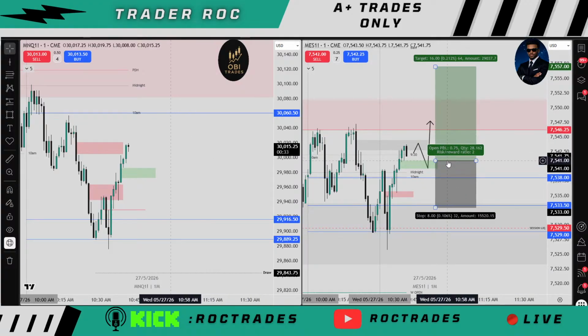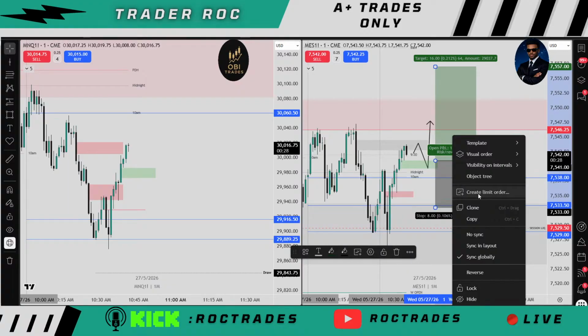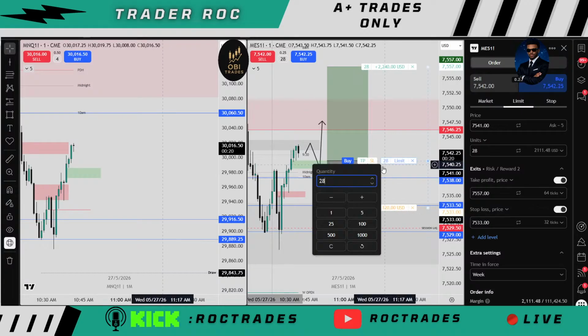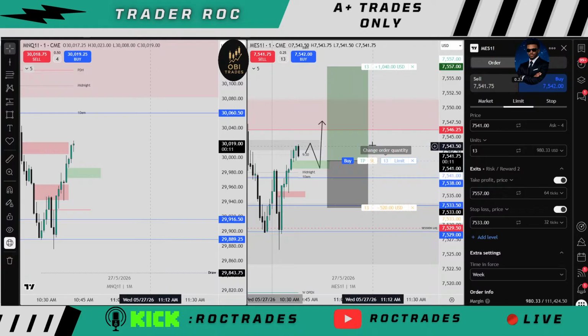And then you see, you just right click. When I right click on it with my mouse, you'll see it says create limit order. Create the limit order. And you can click on this number here to figure out how much 500 bucks would be. So I just go to 0, clear it out, go to 5. 5 is 200. And keep going up. There it is, 13 contracts.